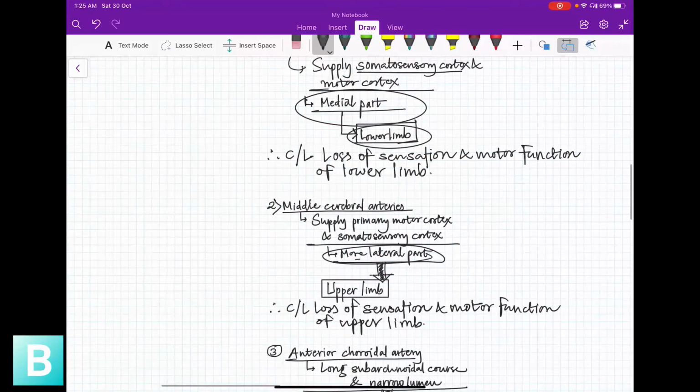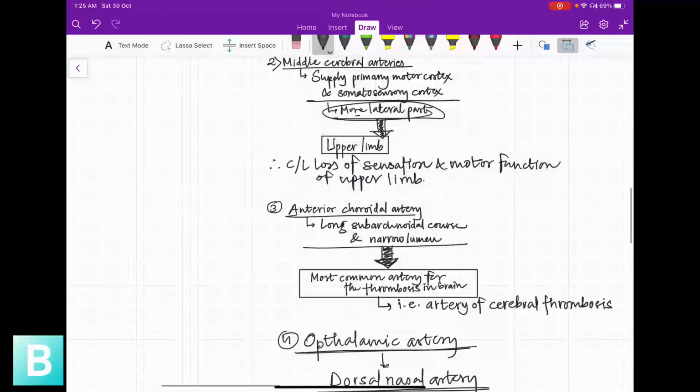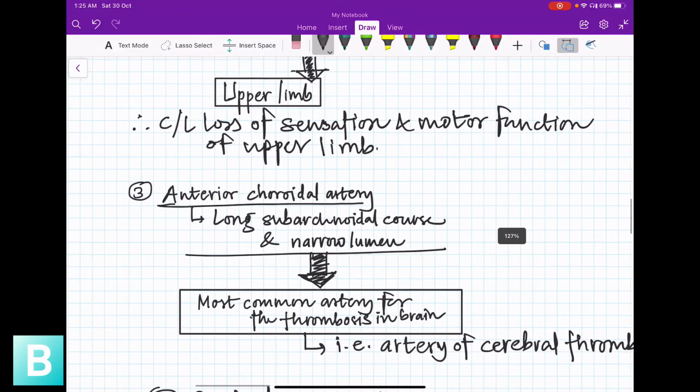Secondly, there is the middle cerebral artery. It supplies the primary motor cortex and somatosensory cortex, more to the lateral part. It represents the upper limb. Therefore, contralateral loss of sensations and motor functions of upper limb can be seen in the patients of middle cerebral artery damage. Third, the anterior choroidal artery.